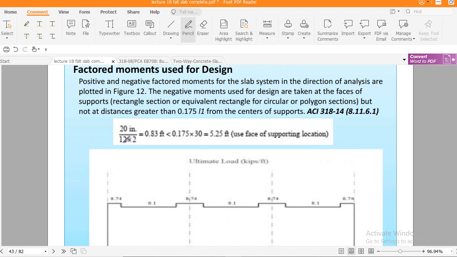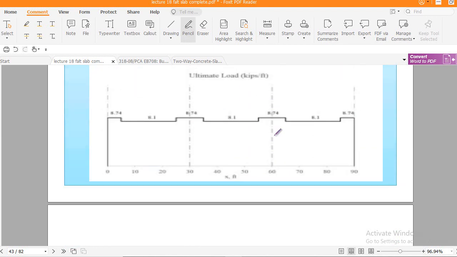You see 20 by 12 divided by 2, this distance, 0.83 feet, is the face of the column. It must be less than 0.175 times 30, which is the ACI code section, and I explained this in those lectures. So 5.25, this is less than that, so we will use this distance, the face of the support. This is the loading diagram. You see in the middle, this is 8.1.